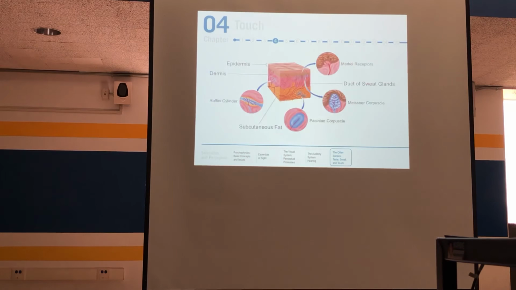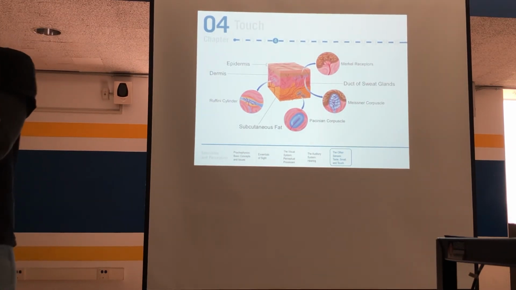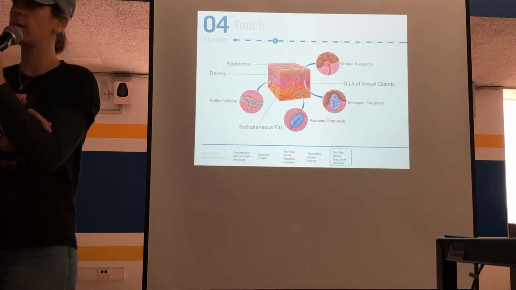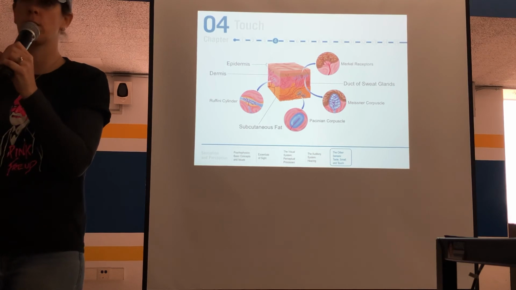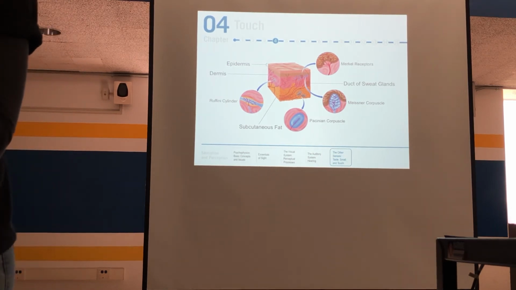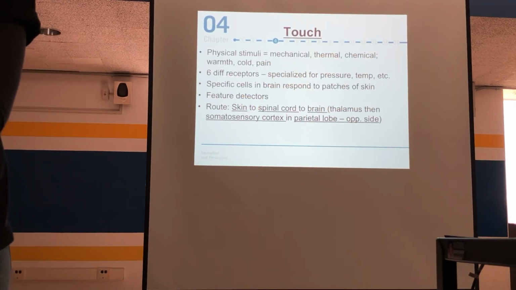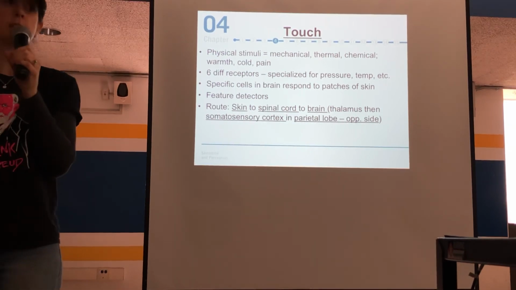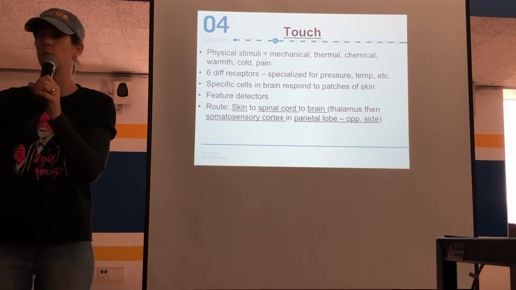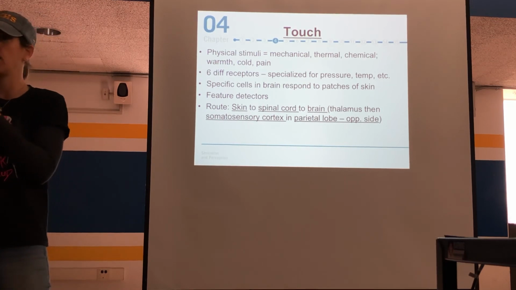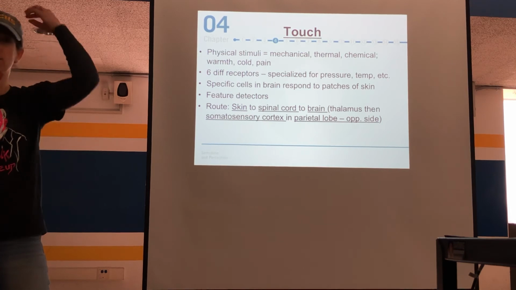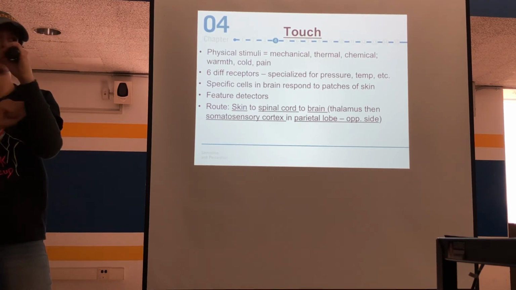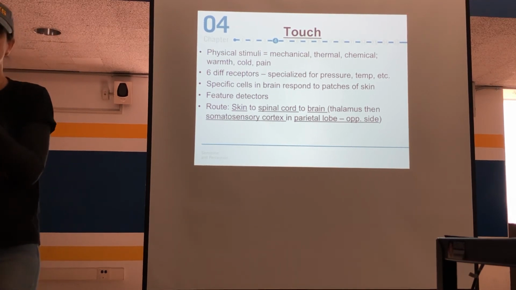Touch. Look, guys, perfect timing. Touch. What do you call the outermost layer of your skin? Epidermis. Under that? Dermis, and then the subcutaneous layer. Okay, physical stimuli. We have receptor cells: mechanical, thermal, warm, cold, pain, and so on. We have feature detectors once again. Specific areas in the brain correspond to specific patches of skin, which is kind of cool.